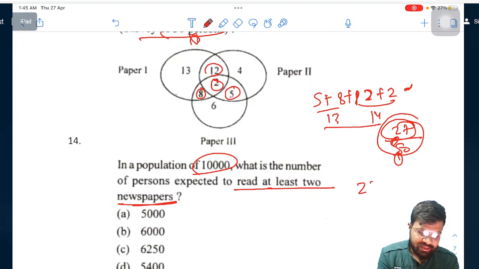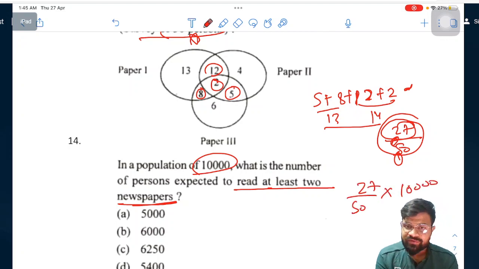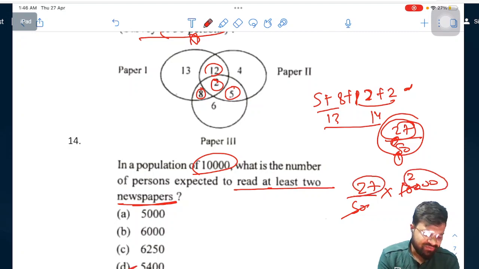Out of 10,000, how many read? 27 out of 50, upon 10,000. So out of 50, 27 are reading at least 2. So out of 10,000, how many will read? This will be the same fraction for that. So this way you will get 50 into 100 is 200. So 200 into 27 will be 5400.